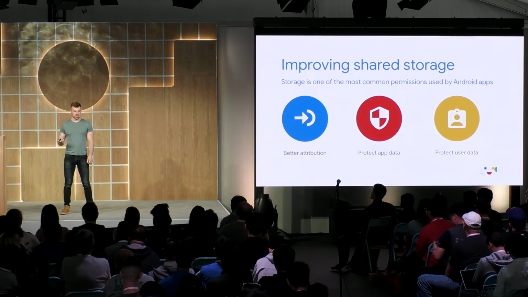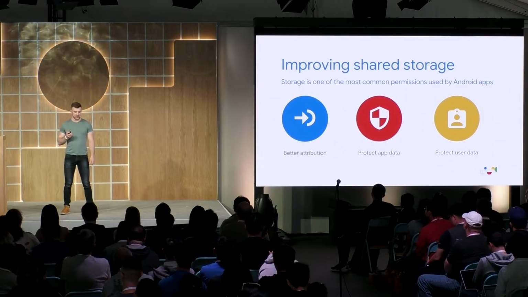So that was the situation in Android P. Storage is one of the most popular permissions used by Android apps. And as a result, we've seen apps misbehave in all kinds of ways, resulting in issues such as disk clutter. In Android Q, we looked at how we could improve shared storage by abiding by 3 principles that improve the experience for users. The first one is better attribution.